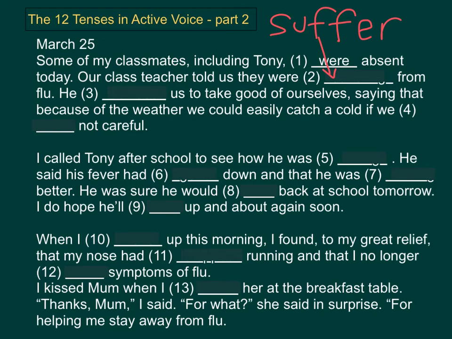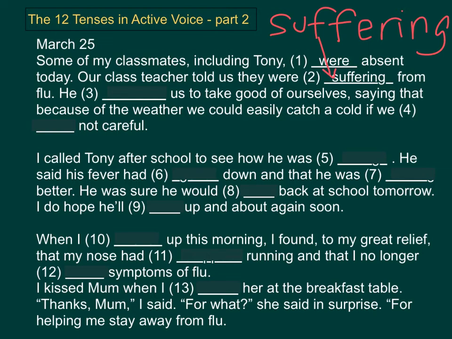Since we know that this article is written in past tense, because we can see in the previous sentence, "were absent" indicates that this is written in past tense. And in this sentence we see the word "were" before the verb. This means this must be in past continuous tense. Hence, this sentence would be, our class teacher told us that they were suffering from flu.